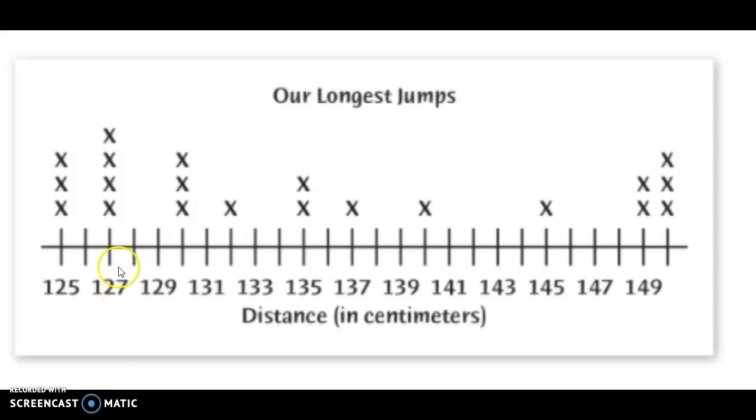So if you said 4, you would be correct. There were 4 people that had 127 centimeters as their longest jump. How many people had 148 centimeters as their longest jump? 148. So you're correct. That should be 2 people. So 2 people had 148 as their longest jump, 148 centimeters.